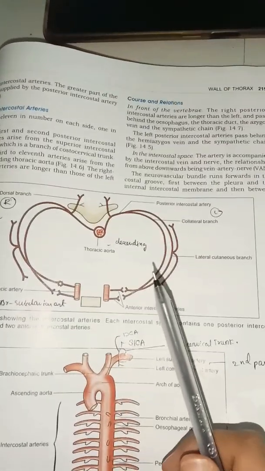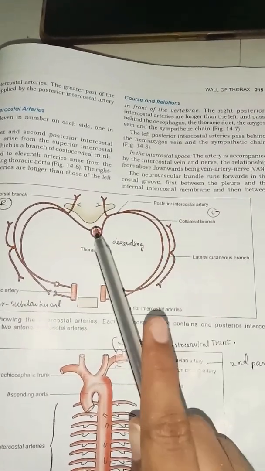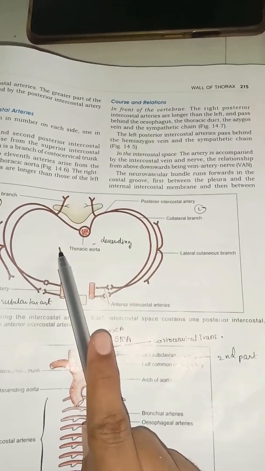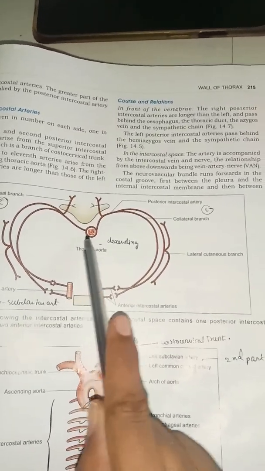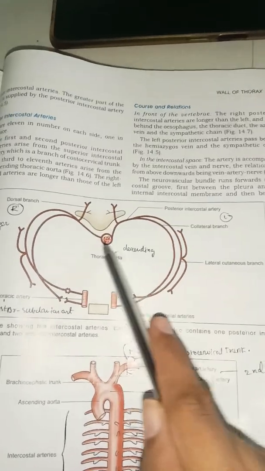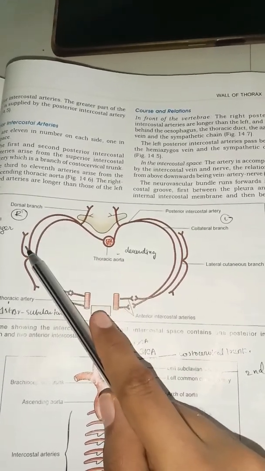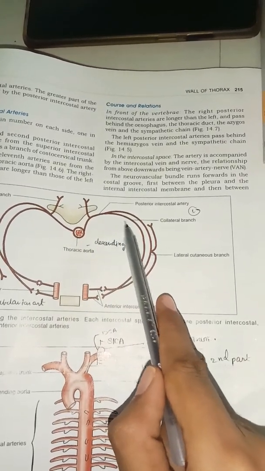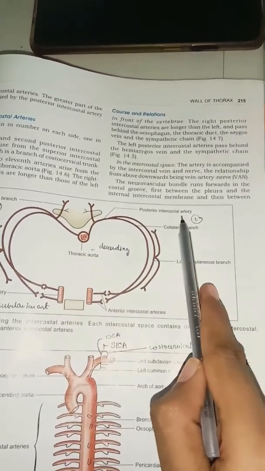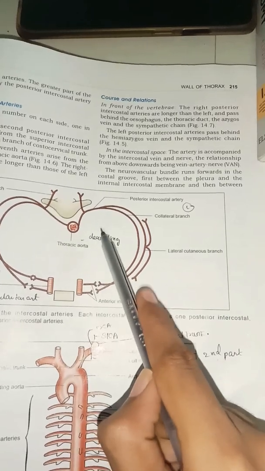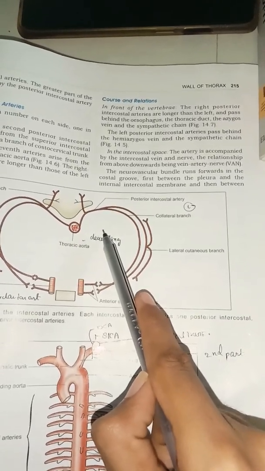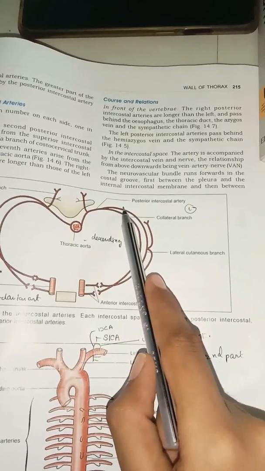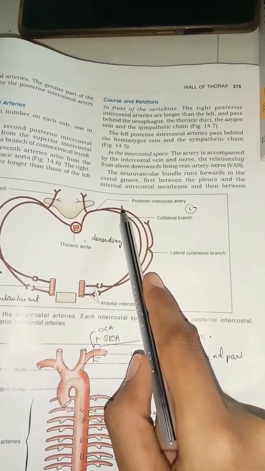What are those structures? Let me repeat them again. The esophagus will be somewhere here, the thoracic duct here, and next you have the azygous vein and sympathetic chain. All the posterior intercostal arteries travel behind them, and the left posterior intercostal artery passes behind the hemiazygous vein and also the sympathetic chain. Remember, only on the left side do you have the hemiazygous vein.